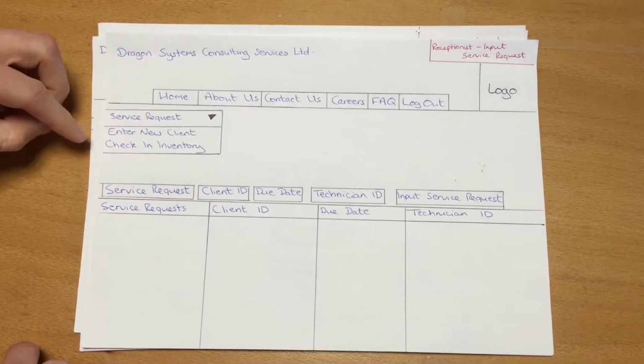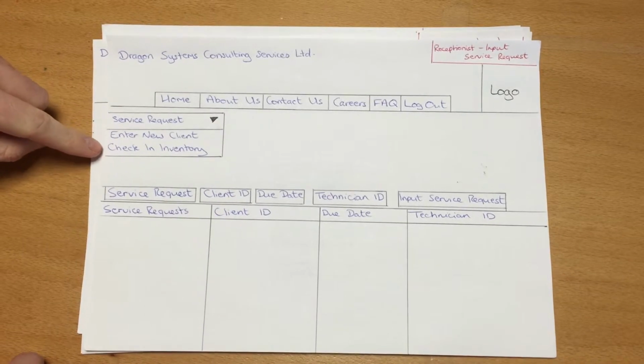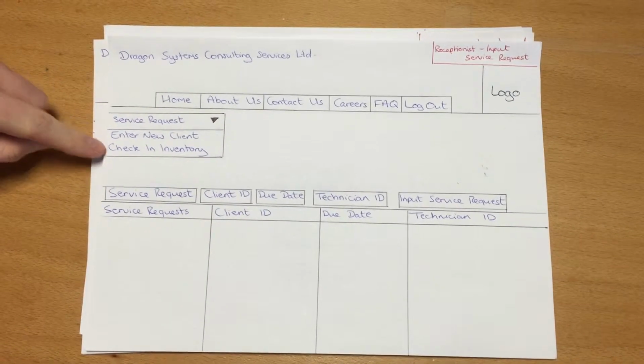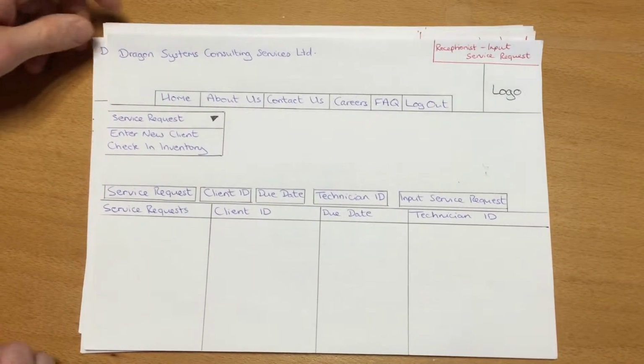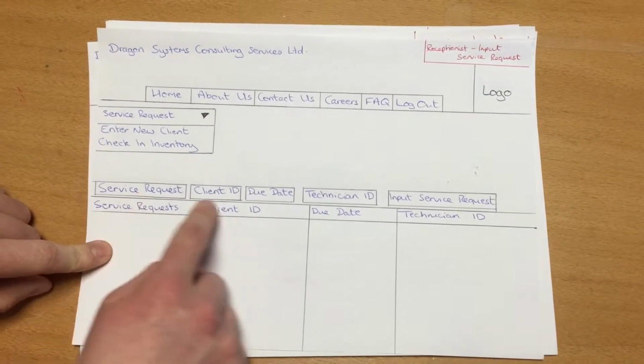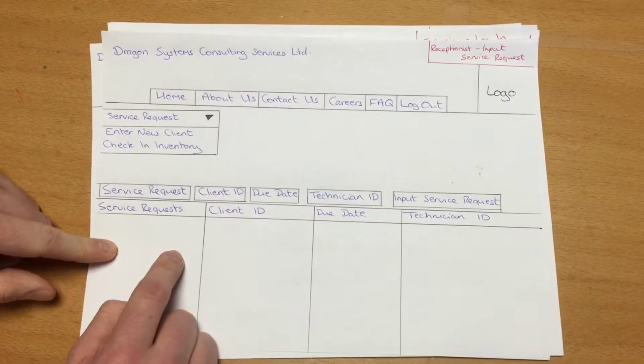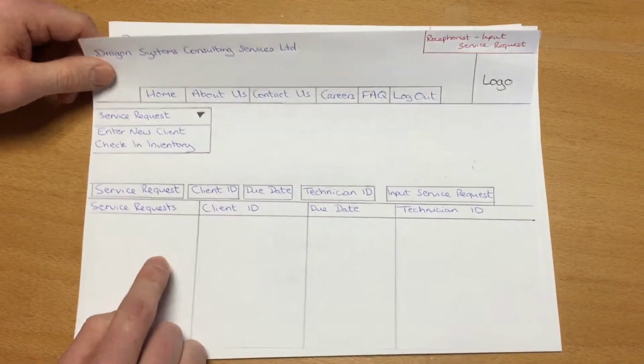If we want to move to the enter new client, we hit the enter new client key, and if we want to go into the check inventory, we drop down the box and hit the check inventory page. So for a service request, same as the client, we just type in all the details that are required, input the service request, and it will go into the table below.